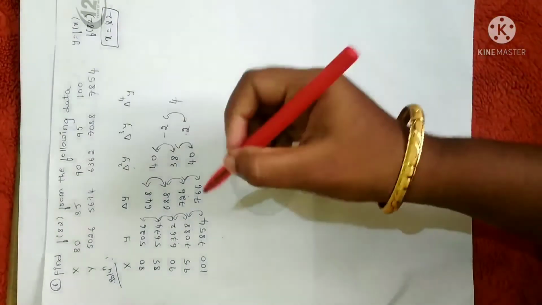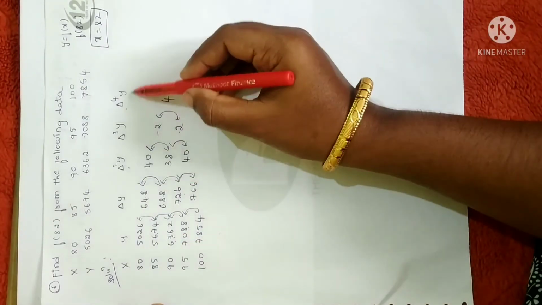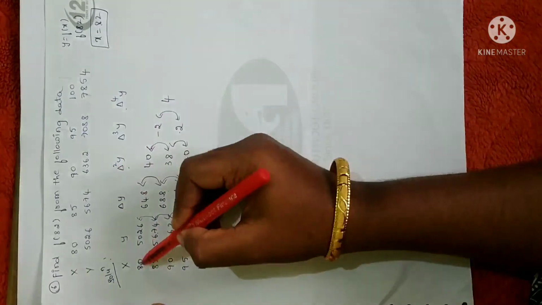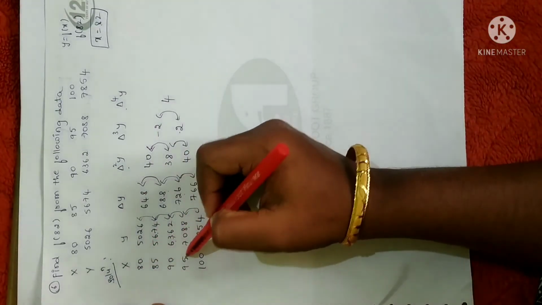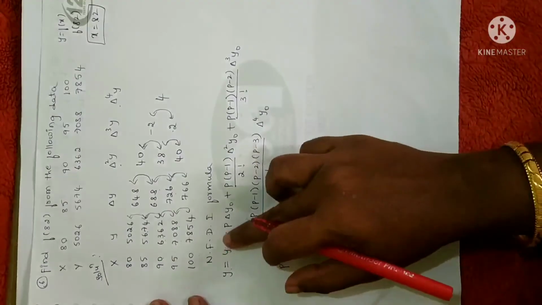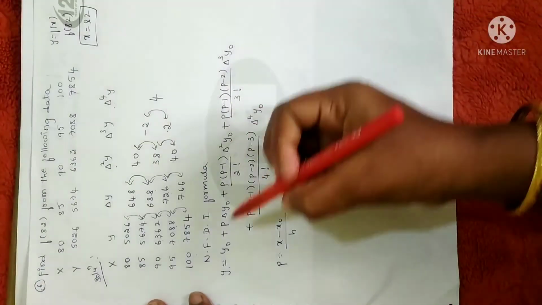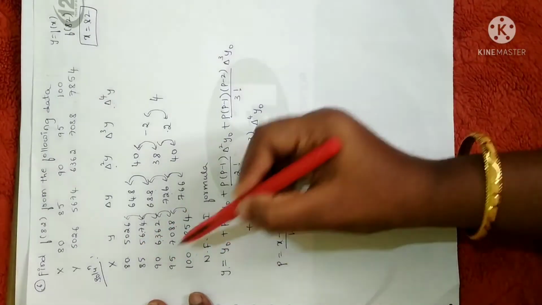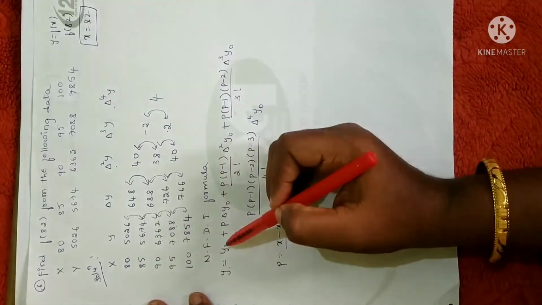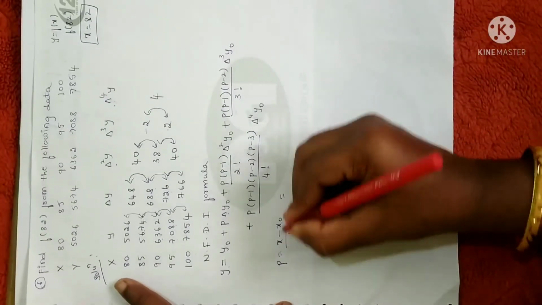So we have to write the Newton forward difference interpolation formula up to delta power 4 of y naught, that is 0, 1, 2, 3, 4, 5 terms. 5 terms you have to write. So here is the Newton forward difference interpolation formula. I have written up to delta power 4 of y naught, see here, 1, 2, 3, 4, 5 terms. Now this is the formula to calculate the p value, as you already know.